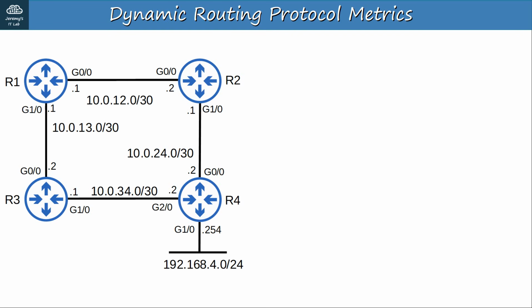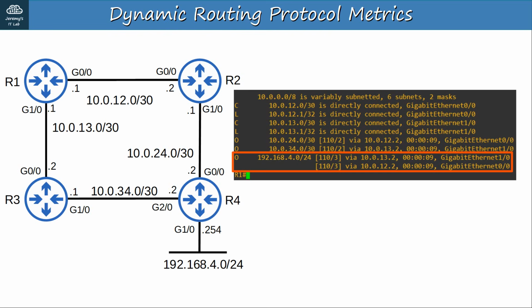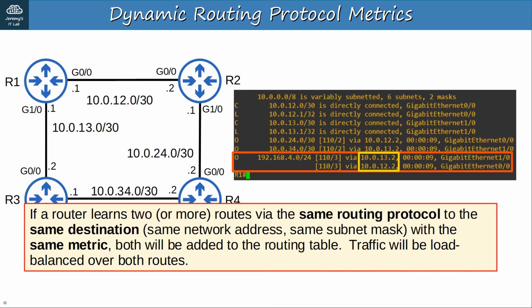Let's see what happens. I changed the connection between R3 and R4 to be a gigabit Ethernet connection, like the others. Let's check out R1's route table. So, both routes have been added to the table, via 10.0.13.2, which is R3, and via 10.0.12.2, which is R2. So, if a router learns two or more routes via the same routing protocol to the same destination with the same metric, both will be added to the routing table. Traffic will be load balanced over both routes. Note that they must be exactly the same destination, the same network address, and same prefix length.